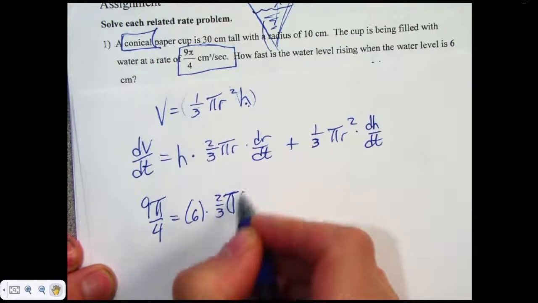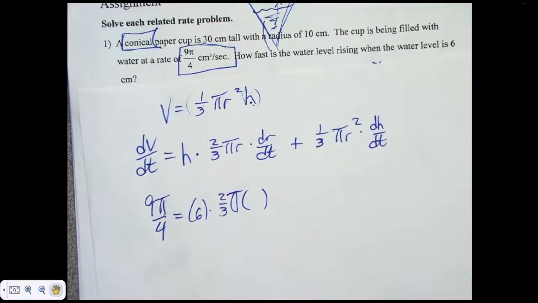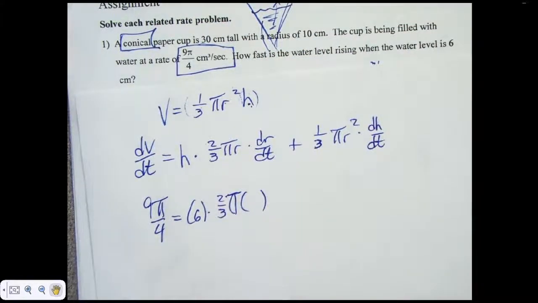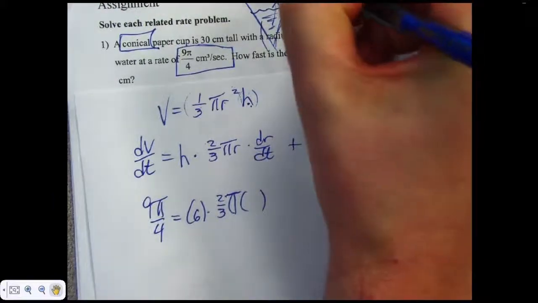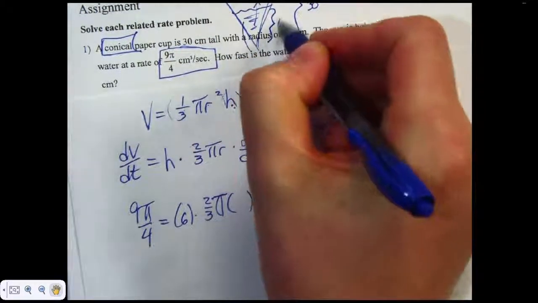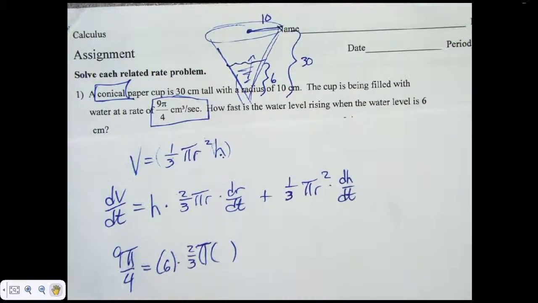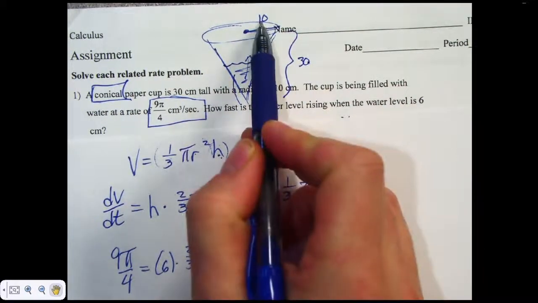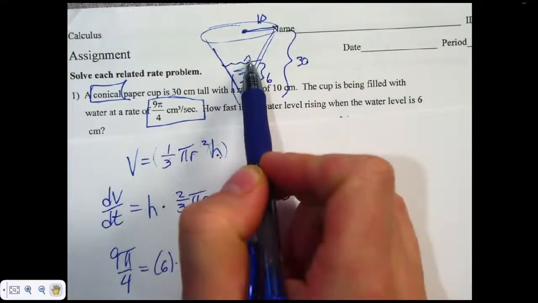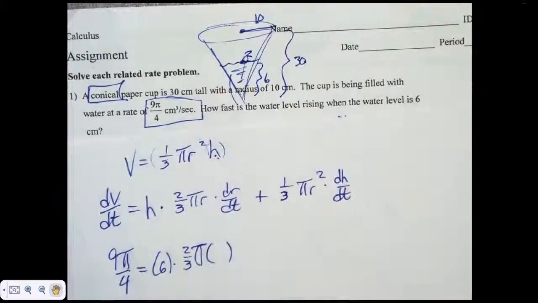2/3 pi. This is not given to us. We can find it. What's the radius of the water? Use similarity. So the cone itself is 30 centimeters tall and has a radius of 10. What I know about the water part is the height is 6. So what's the radius? 2. It's just like a similar triangle type thing. So isn't the height 3 times as big as the radius? When I fill up my water, won't the height still be 3 times as big as the radius? So then I can still say r equals 2.